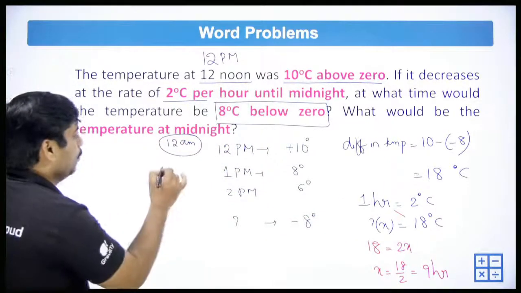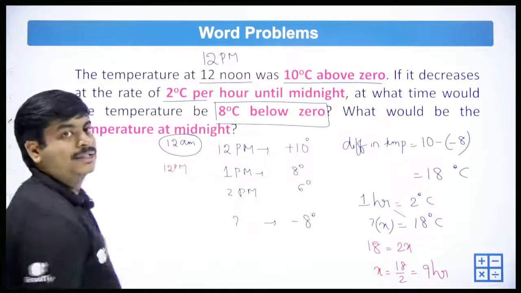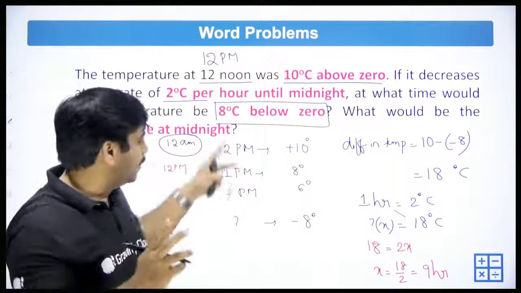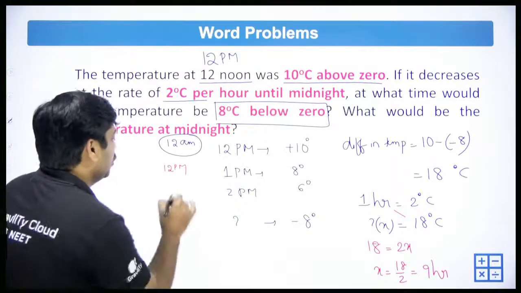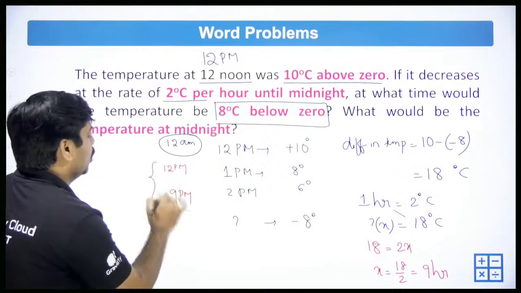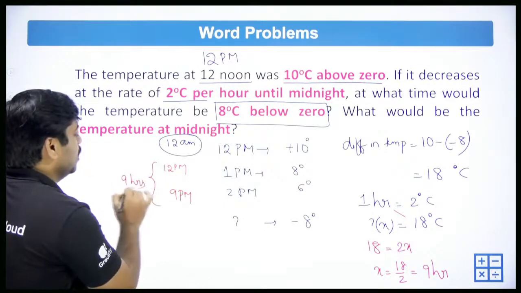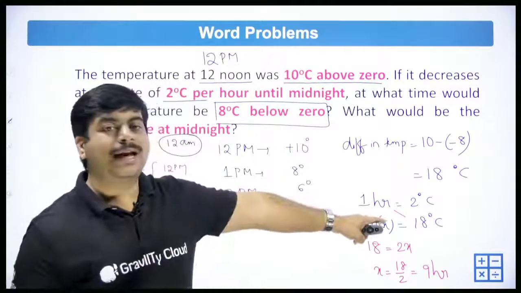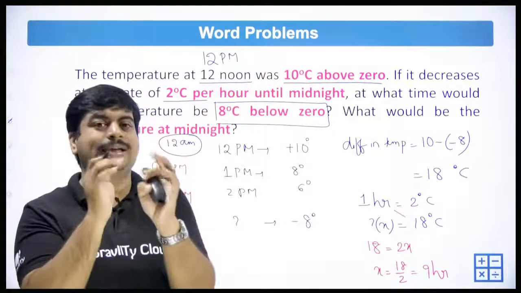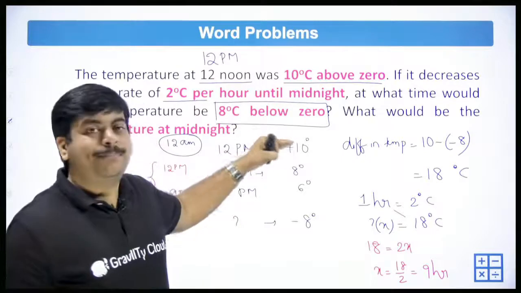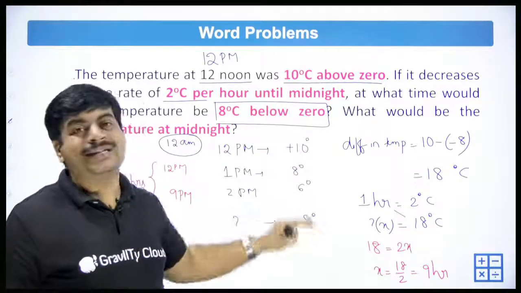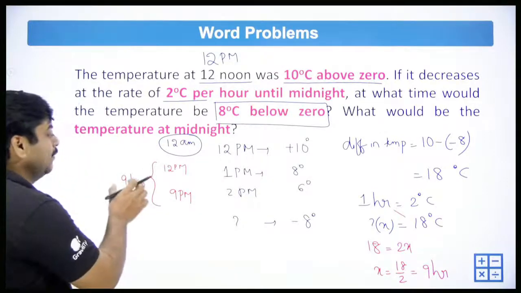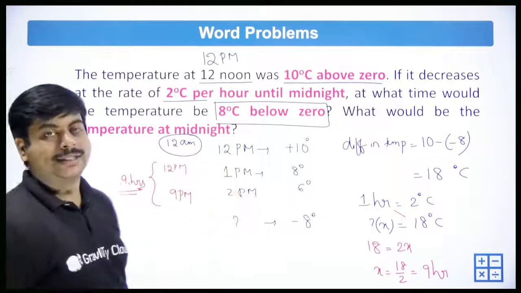So starting from 12 p.m., if you go for 9 hours, where do you stand? From 12 p.m. to 1 p.m., 1 hour. To 2 p.m., 2 hours. To 3 p.m., 3 hours. That way, to 9 p.m., this is a total of 9 hours. In those 9 hours, it will decrease by 18 degrees in total. But the initial point is plus 10, so it will reach minus 8 degrees. So at 9 p.m., the temperature will be minus 8.